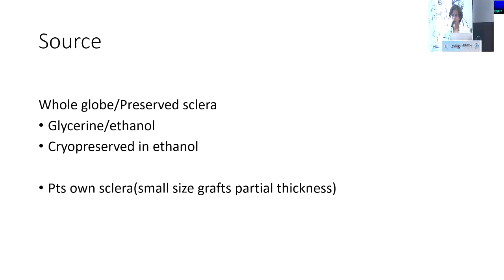So the source can be, if you have an eye bank where the whole globe is collected, you can even use a fresh sclera, in which case you will clear out all the uveal tissue and clean it with betadine and then use it. Here the sclera is softer and easier to cut. Also as a rim, like earlier explained, most often we use it as a preserved sclera in glycerin or ethanol, and sometimes cryopreserved in ethanol.